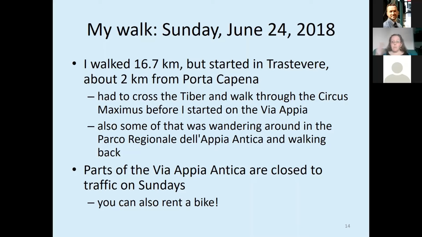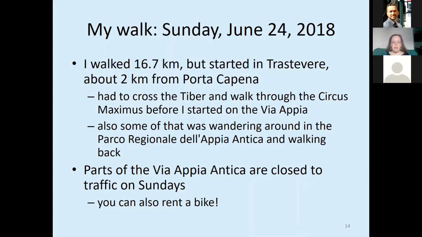It also, as I expected, gave me a really good sense of how far you have to go out of Rome, out of ancient Rome, before you get to the countryside, and gave me a sense of what it was like to travel by foot on this road.